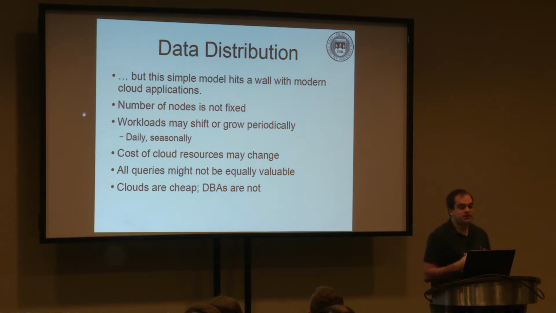Furthermore, the cost of the underlying cloud resources themselves may change. Over the last 2 years, Amazon has added a ton of different VM types. They've changed their prices a little bit, and spot instances might even change those prices even more often. Additionally, all queries might not be equally valuable. Someone changing their password, you might be willing to accept a longer latency delay than someone making a purchase. And the bottom line for all of this is that moving databases into the clouds makes it cheaper.